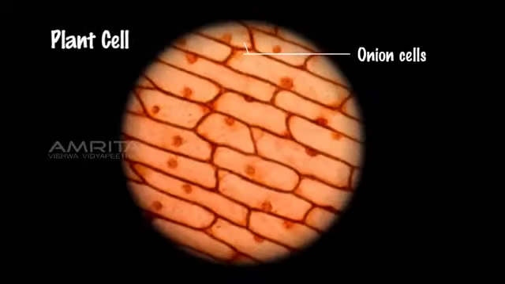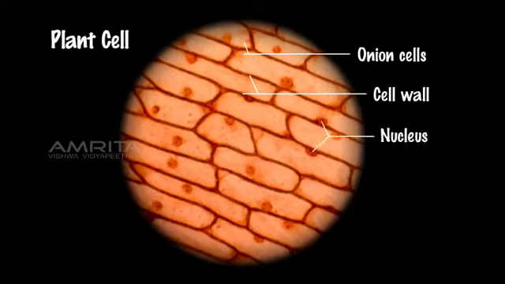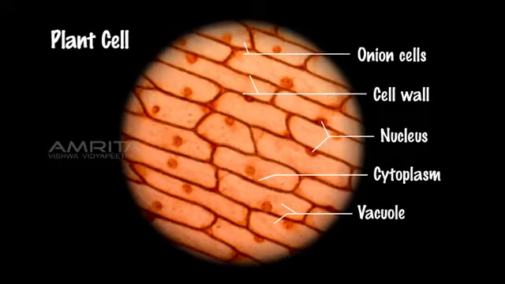Observation: A large number of regularly shaped cells are lying side by side. Each cell has a distinct cell wall. A distinct nucleus is present on the periphery of each cell. Lightly stained cytoplasm is observed in each cell. A large vacuole is present in the center of each cell, surrounded by the cytoplasm.